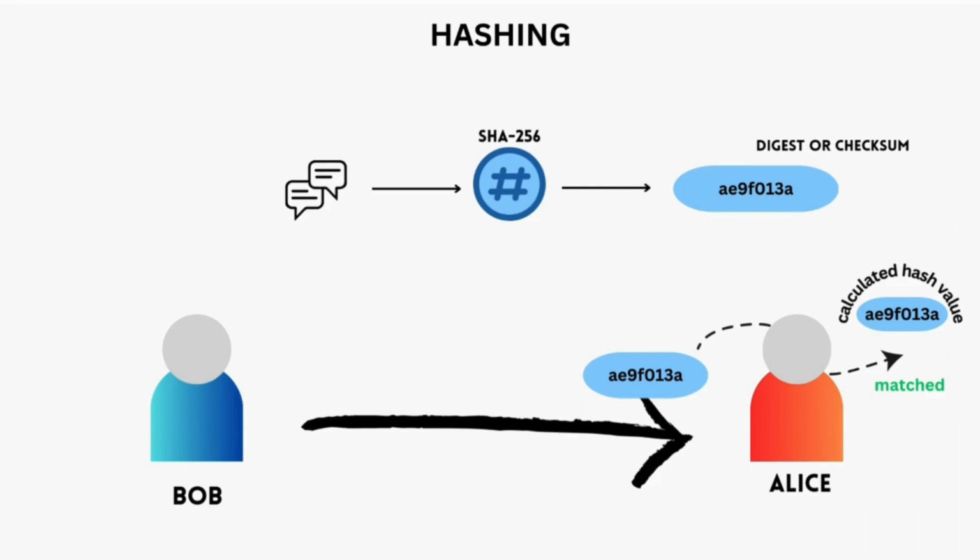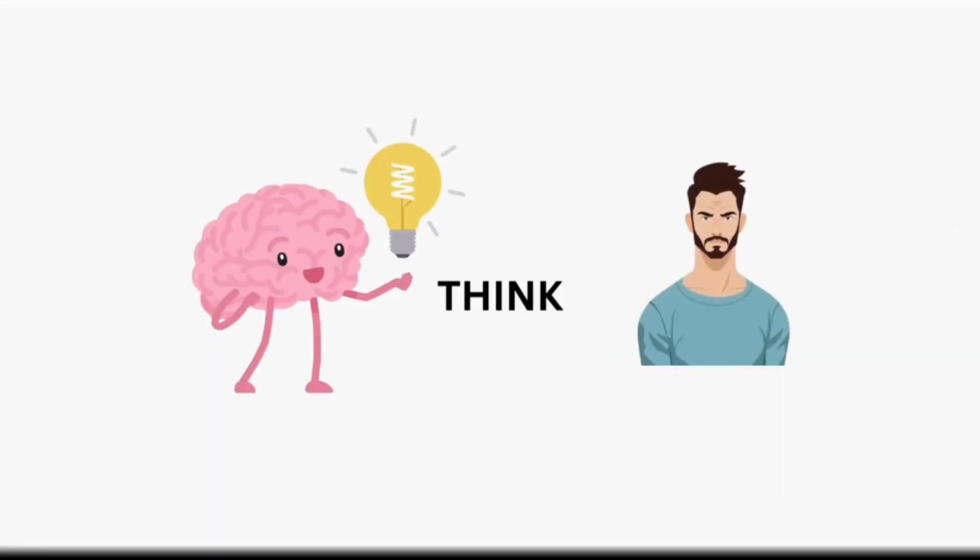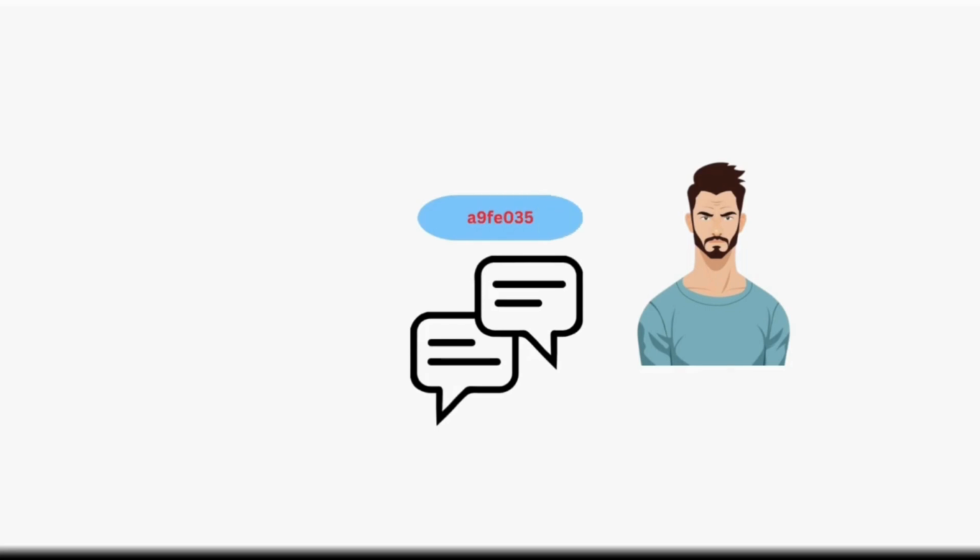However, think for a second. Do you think this is enough? What do you think Darth would do to alter the data and still pass the integrity check? After all, hackers are smarter than that. Why not alter the message and also send an altered hash? How then can Alice know that the hash and the data have been modified?